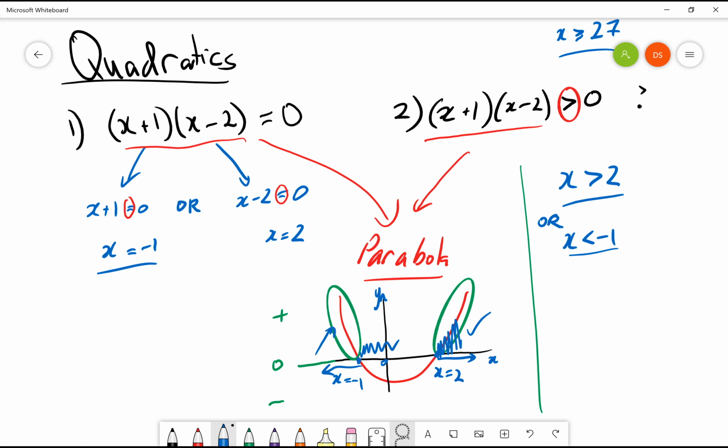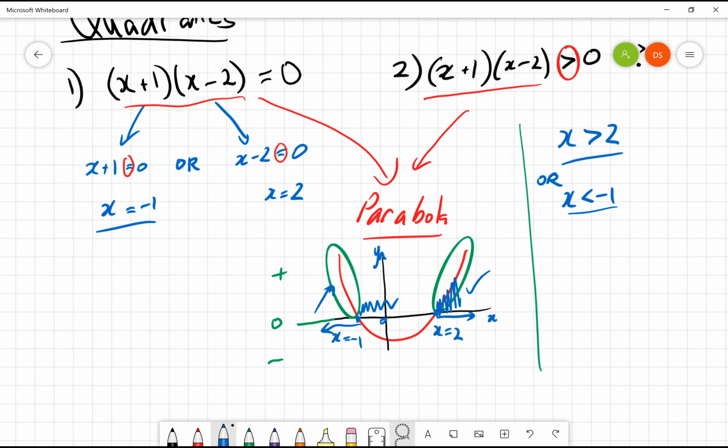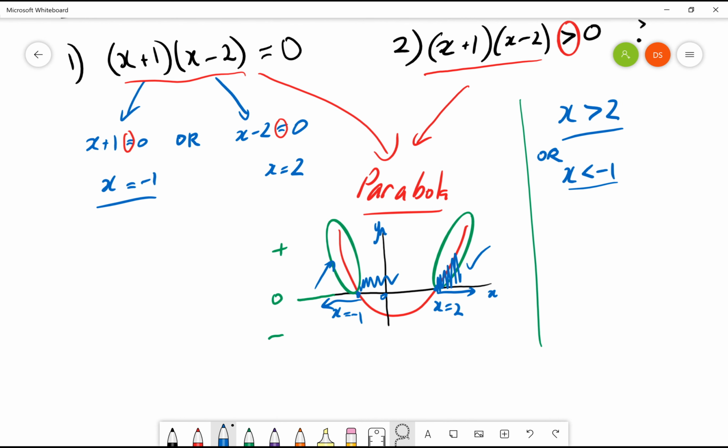And that's a little weird. I'm just going to leave that for a second. And then ask, how do you think this question would go then? When is this parabola less than 0? How would this answer change? If this is the greater than 0, when is it going to be less than 0?